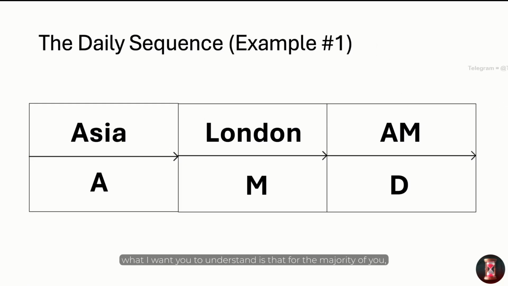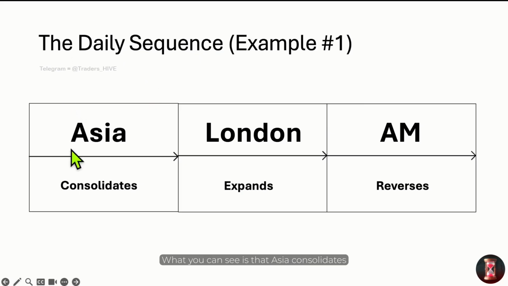However, what I want you to understand is that for the majority of you, you're probably looking at the schematic and you're not too sure of how to implement this within your day-to-day analysis. What I will do now is rephrase AMD, meaning I will use different words to represent accumulation, manipulation, and distribution. What you can see is that Asia consolidates, London expands, and the New York morning session reverses. This is an example of one daily sequence from Asia to the New York morning session. Instead of using the words accumulation, manipulation, and distribution, I'm using the words consolidation, expansion, and reversal.